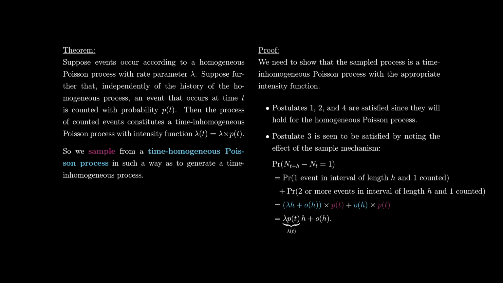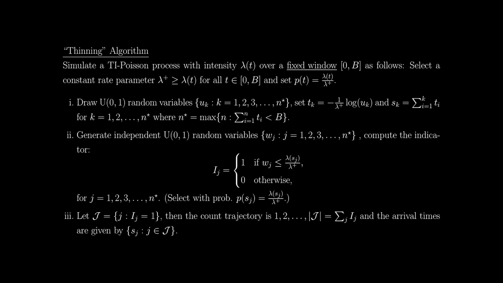Cool. Now, using this theorem, we can put together a simulation procedure which builds on our simulation scheme for homogeneous Poisson processes. So here goes. It's called a thinning algorithm. I'll explain why it's called a thinning algorithm in a second.